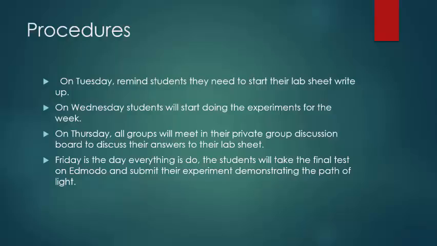On Wednesday, students will start doing the experiments for the week, so that's when they need to record the experiments if they choose. If they don't, they'll do whatever medium they have approved through me. And then they'll finish writing up their lab sheet. On Thursday, they'll meet as a group in their private discussion board to talk about their answers to the lab sheet, any questions they have, anything they need, and I'll be in there to monitor them. And on Friday, everything is due. The students will take the final test, and they'll submit the experiment demonstrating the path of light, so I know that they understand the lesson. So I just have everything showing me what my students know and what they're understanding.